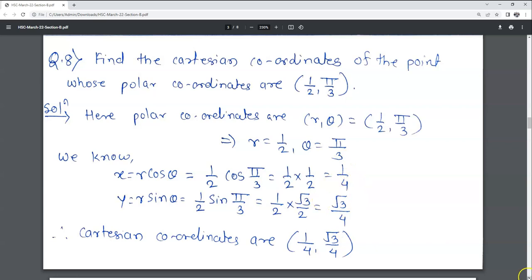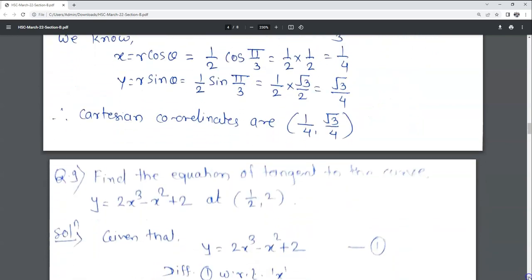Understood? This was a pretty easy one. So the concept here is what? The polar coordinates are (r, theta), and Cartesian coordinates are (x, y), where x is equal to r cos theta and y is equal to r sin theta. Remember. Okay. Now let's look at the next question.